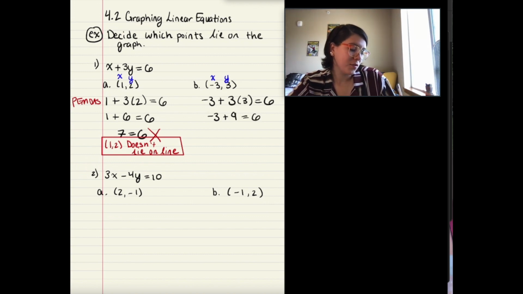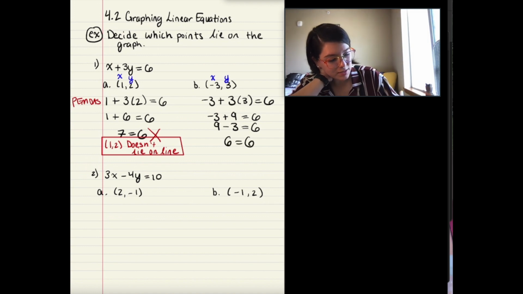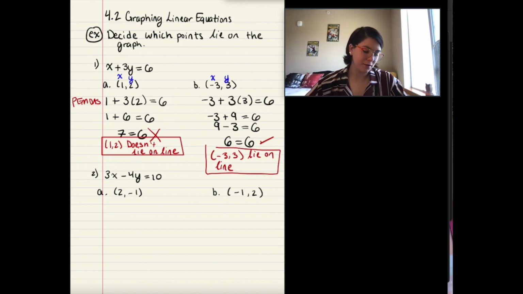Now we have negative 3 plus 9, which we can rewrite as 9 minus 3. So I just switch these guys around. I put 9 first and then minus 3 after it. So 9 minus 3 is 6. So we have 6 is equal to 6, which is true. So that tells us that the point negative 3, 3 does lie on the line. Alright, see if you can do this next example on your own.